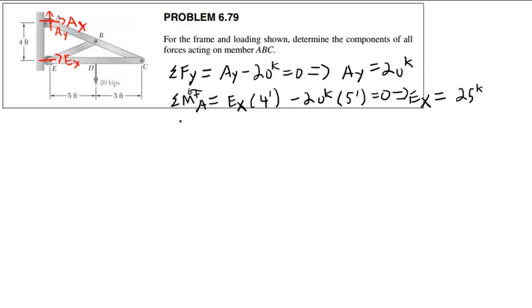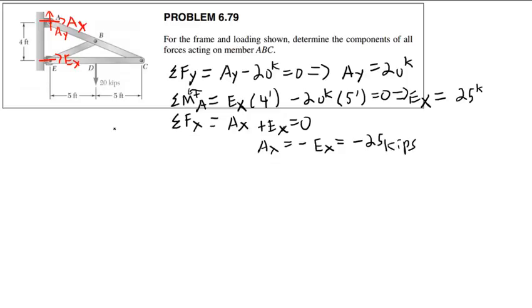Okay. Summation of forces in the x direction then is AX plus EX equals 0. And from this, I can get that AX equals negative EX, or negative 25 kips. So there we have it.